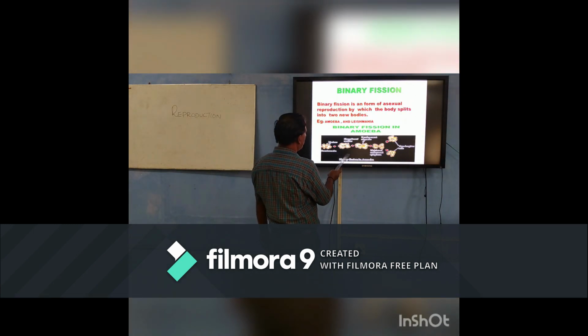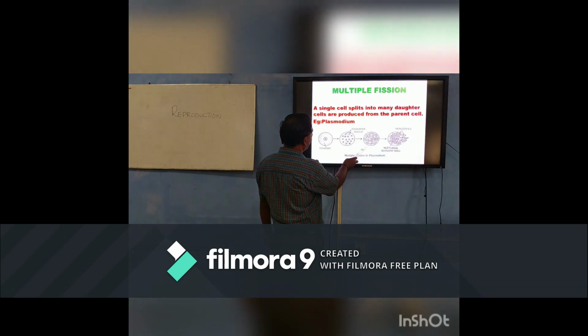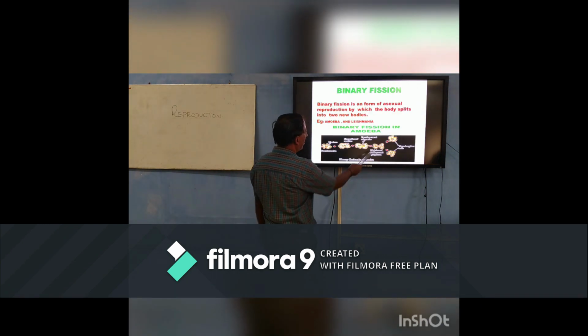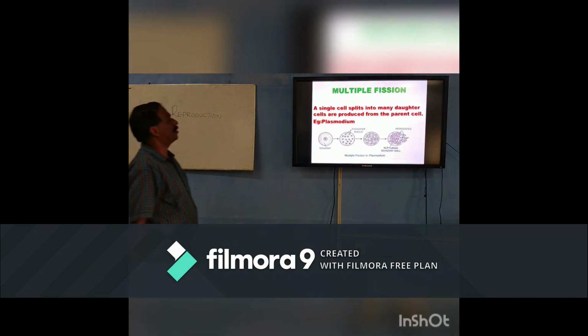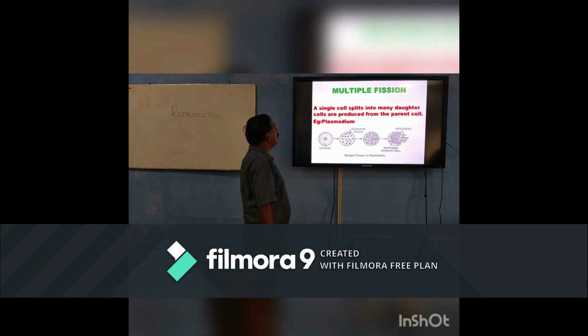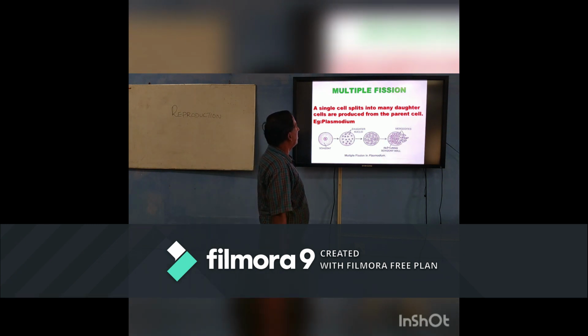Example, amoeba. You can see the picture. The nucleus divides into two, it elongates, and two organisms are formed. So a single body divides and forms two cells. Multiple fission is also a type of fission in which a single cell splits into many daughter cells. The plasmodium, the cause of malaria, is reproduced by this mode of reproduction, that is multiple fission.